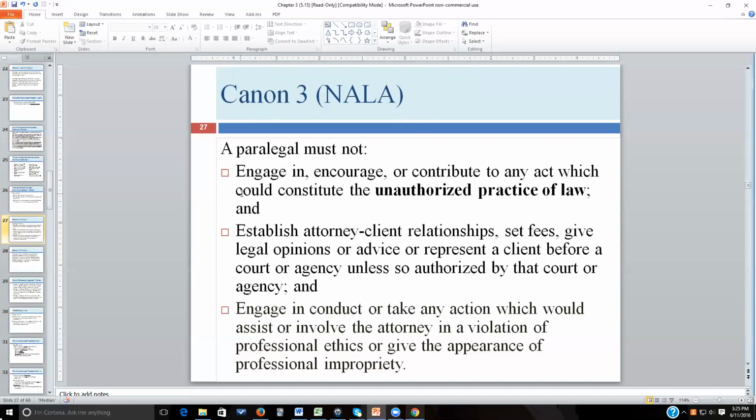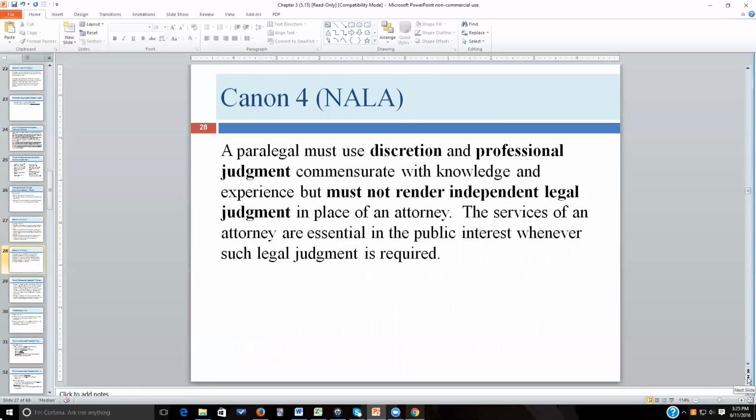And a paralegal must not engage in conduct or take any action which would assist or involve the attorney in a violation of professional ethics or to give the appearance of professional impropriety. And we also have canon 4. A paralegal must use discretion and professional judgment commensurate with the knowledge and experience, but must not render independent legal judgment in place of an attorney. The services of an attorney are essential to the public interest whenever such judgment is required.